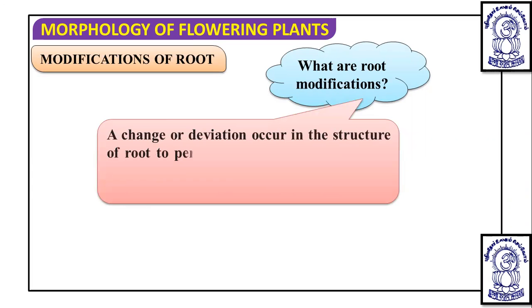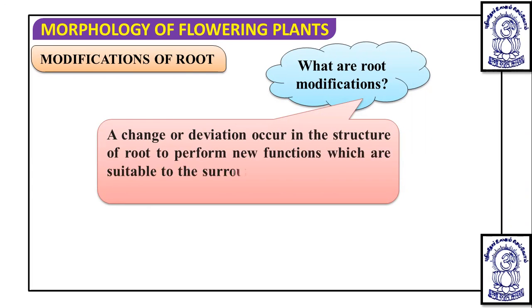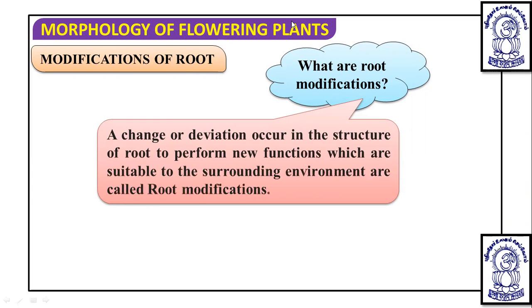That is a change or deviation that occurs in the structure of root. Generally, a change or deviation occurs in the structure of root to perform a new function. For what is this change occurring? For performing a new function. And the new function needs to be performed to survive or to adjust to the surrounding environment. So a change or deviation that occurs in the structure of the root to perform new functions which are suitable to the surrounding environment is called a root modification.